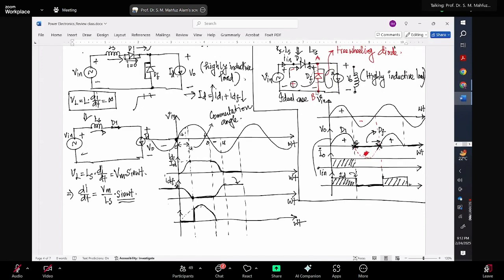So now, for the ideal case, if we don't consider any source inductance there, what was the average value of this half wave rectifier? Your V naught average was what? 1 over 2 pi, then integral from 0 to pi of Vm sine omega t multiplied by d of omega t, right? And then this value, how much did we get? It was Vm over pi, right? Yes, sir.